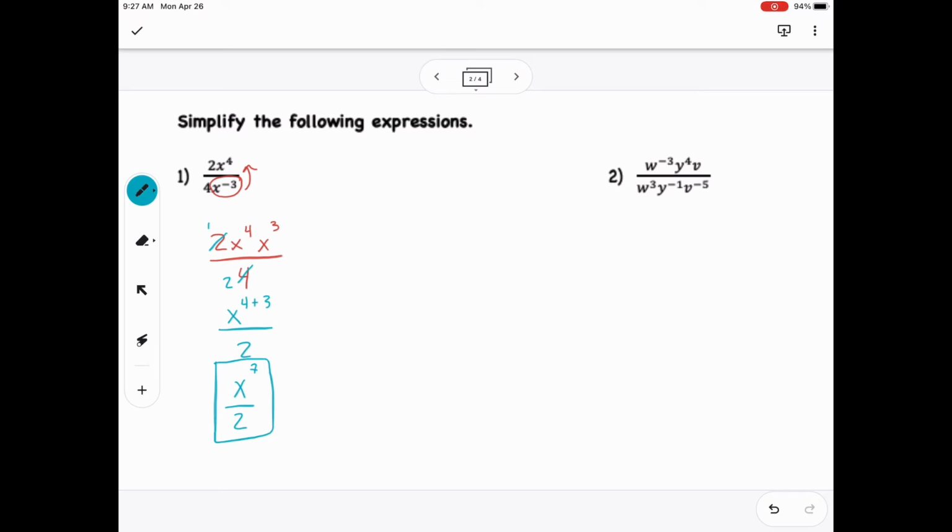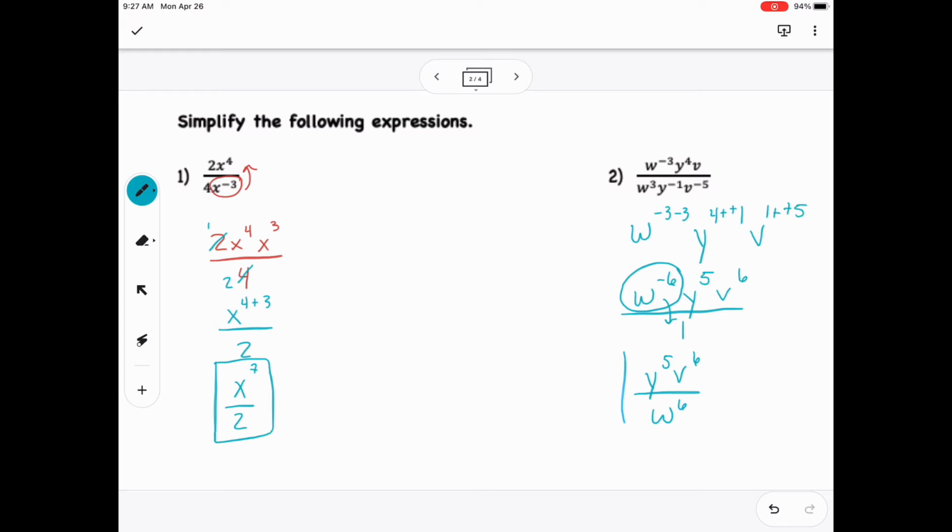Okay, or I can choose to use the rule number 3 and subtract all those exponents from each other. Now when you do that, that moves them up to the numerator, and then if it's decided that they're still negative, then that's when you'd move them down. So like in this case, w to the negative 6 is negative, so I'll move that down to the denominator, so I get y to the 5th times v to the 6th divided by w to the 6th.